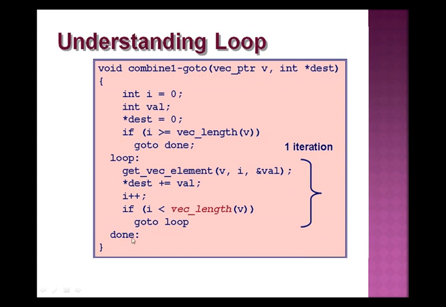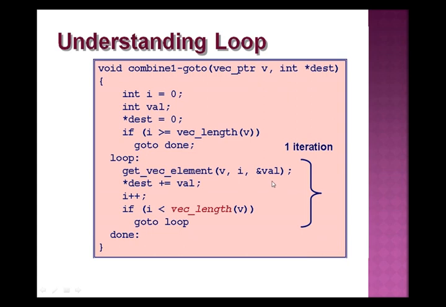Where is the done? This is the done part at the end. Otherwise, in the loop part, if i is less than the vector length, it calls the function using the definition. But if it is greater than or equal to the length given by the user, beyond that value, then simply go to the done part at the end. Loop: get_vec_element is the function name, which gets the vector element.